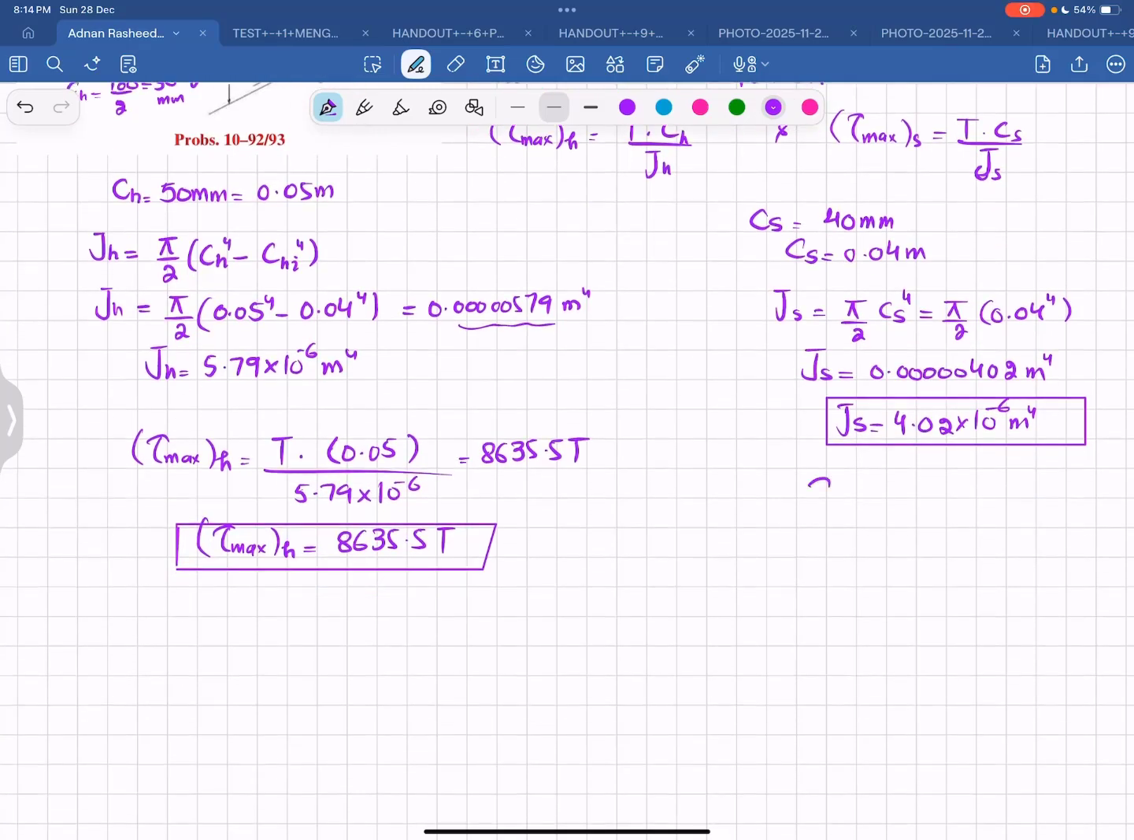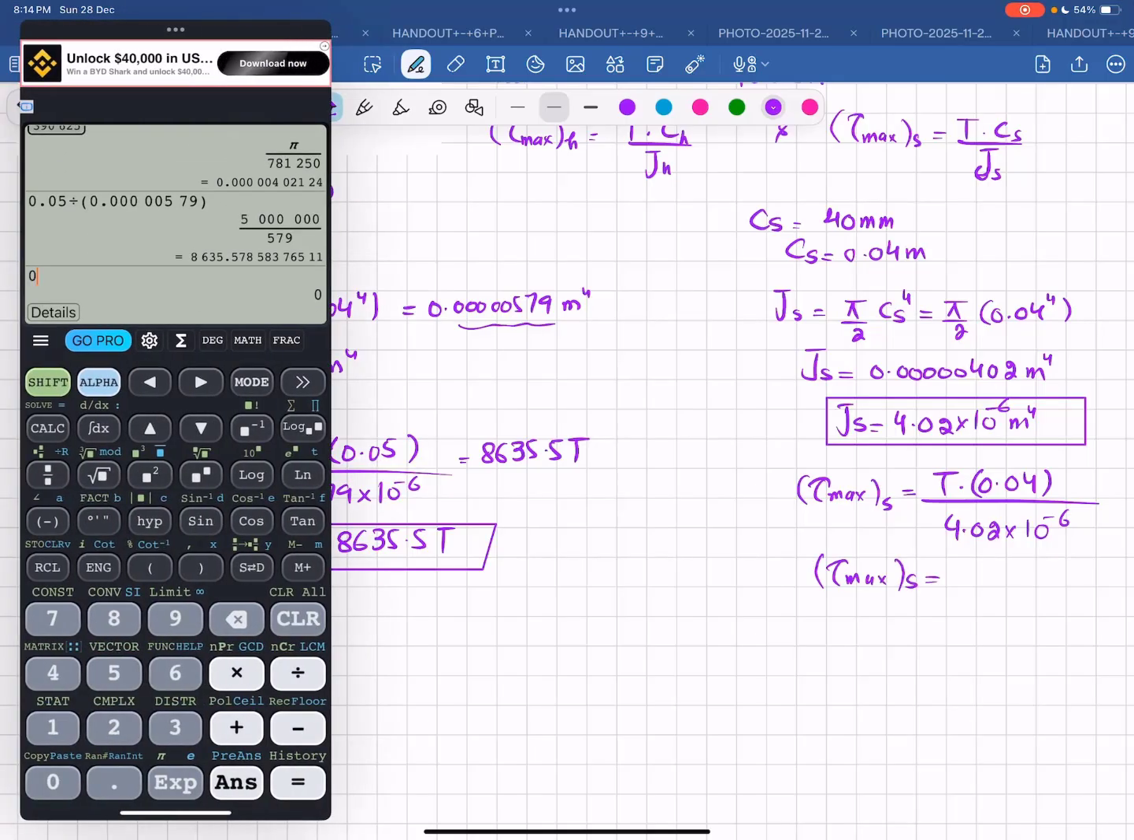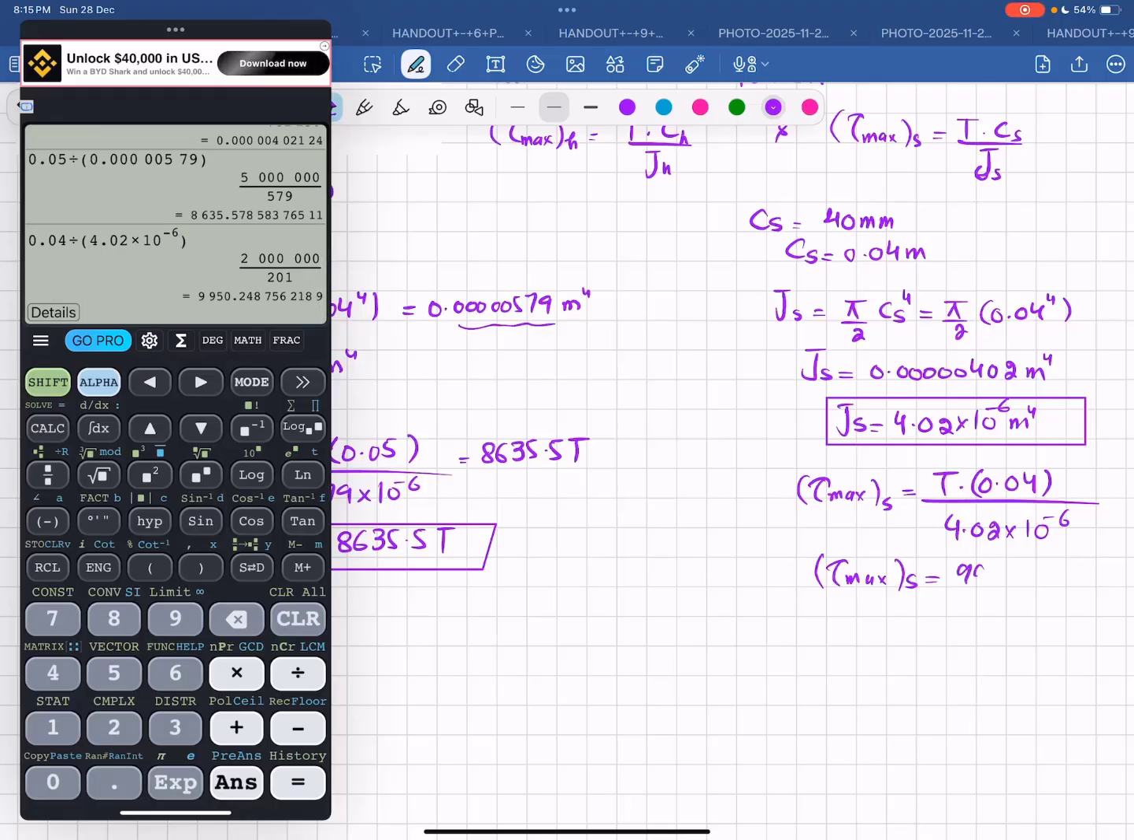Now we will find the shear stress in solid segment. So maximum shear stress in solid segment is T into C. So T is there. C is 0.04 divided by J, which is 4.02 into 10 raised to power minus 6. And we will calculate its value. So again you can see 0.04 divided by 4.02 into 10 to the power minus 6. Okay, and that will give us 9950.2 times T.